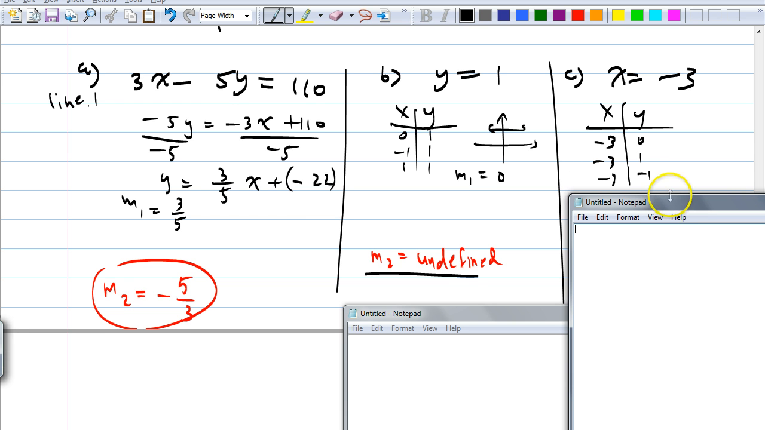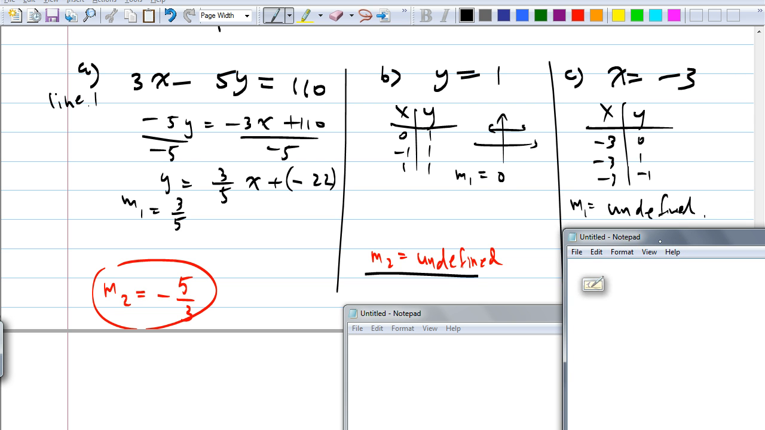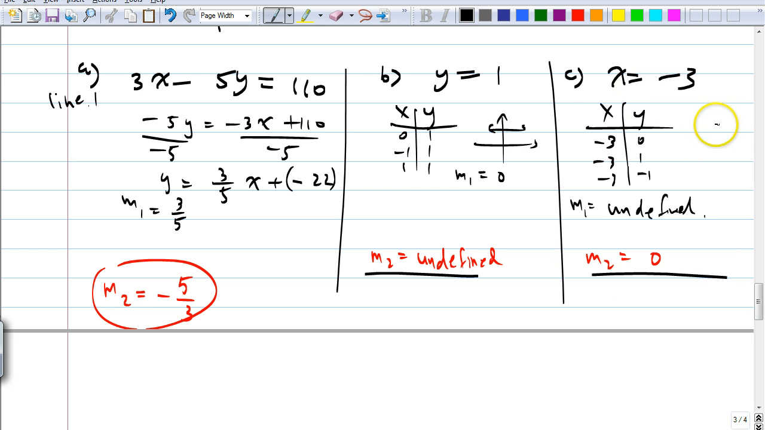So what is the slope of this line? Undefined. So the slope of the other line has to be 0, correct? Because this line, x equals -3, 1, 2, 3, you get a vertical line like this, right? Well, the other line has to be a horizontal line for it to be perpendicular to this. Does that make sense? So this vertical line has a slope that is undefined. Therefore, the line that is going to be perpendicular to this must be a horizontal line. What slope does a horizontal line have? It's 0. Easy enough?